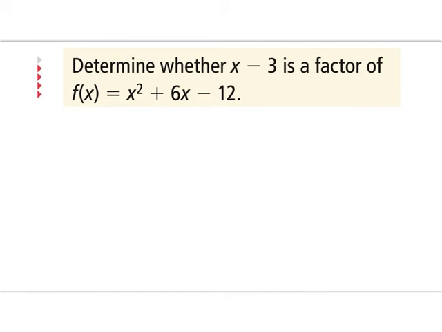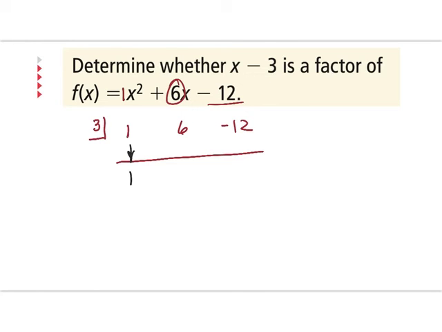Here we go. Determine whether x minus 3 is a factor of this. All right. All we have to do, we're dividing by a binomial here, so I'm going to use the opposite sign. I'm going to use a positive 3, and I'm going to do synthetic division. 1, 6, negative 12. And we just do it.